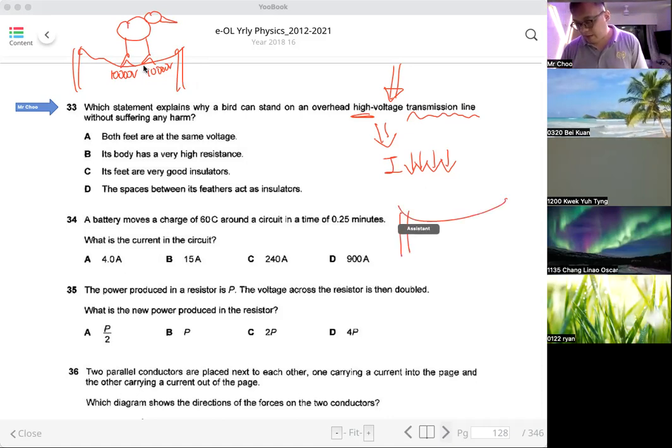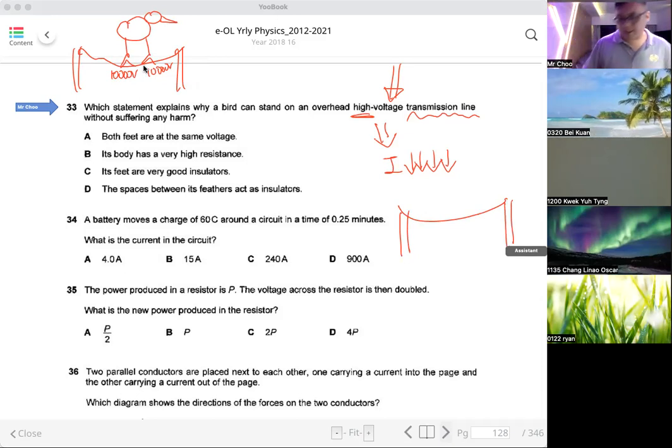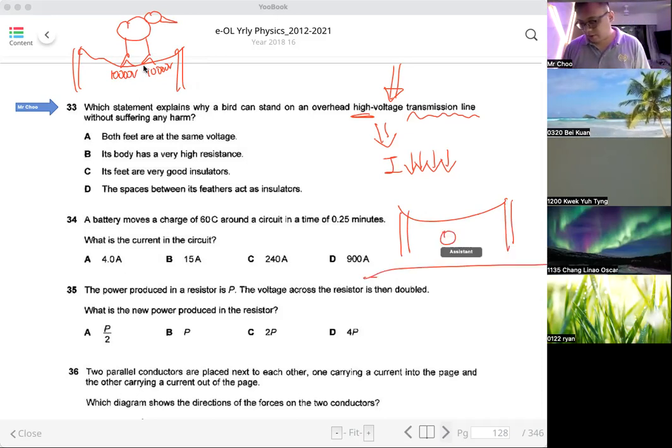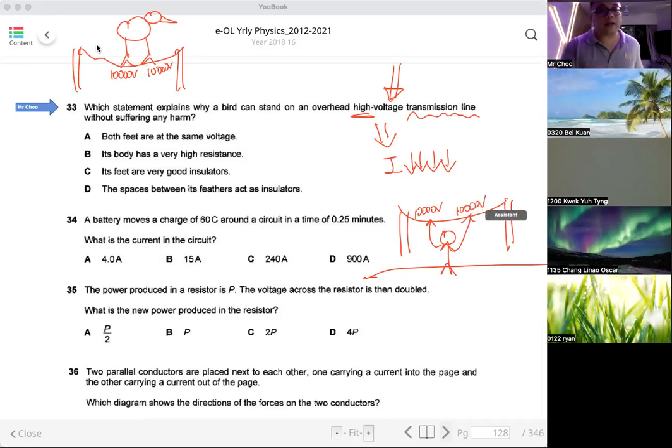But the same wire, this is you on the ground. Your two hands go and touch, you'll get into trouble. Why? Same thing, it is also 10,000 volt here and also 10,000 volt here. Why can the bird survive, but you using your two hands to touch the wire, you'll die? Why? Okay, why will you die?